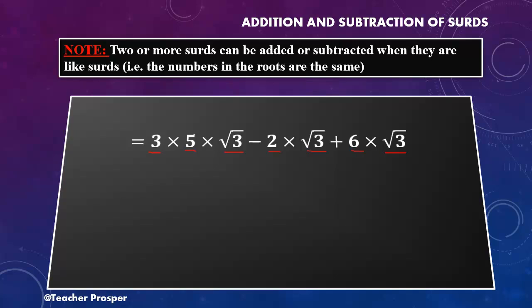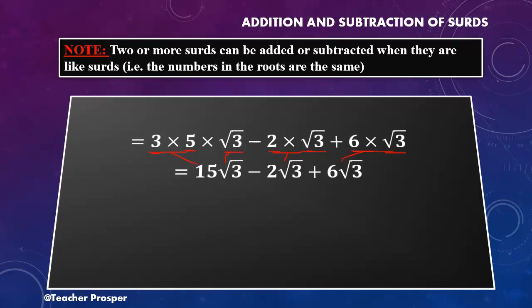So then when we simplify further, 3 times 5 will give us 15. Then we have 15 root 3. Then this also gives us 2 root 3, which we have here. And then when we multiply this one too, we arrive at 6 root 3.